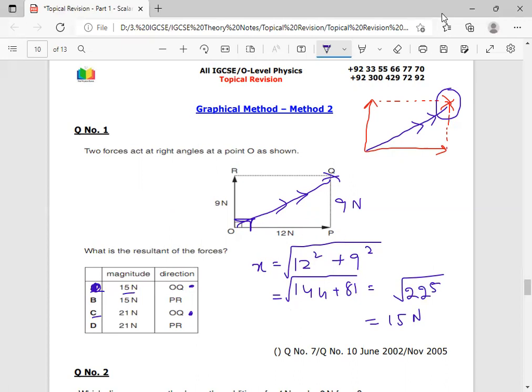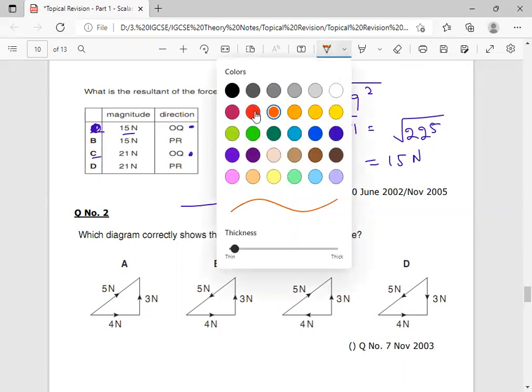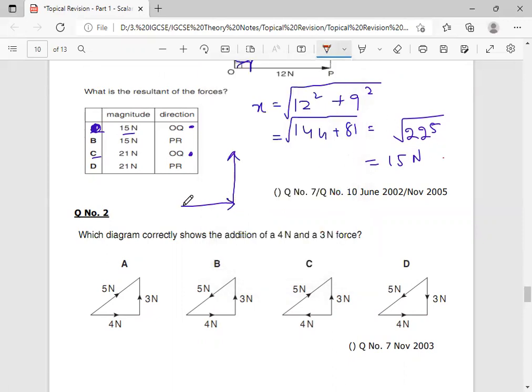So now everyone knows how we can solve this MCQ by using graphical method. Okay, in this method, we are supposed to use the head to tail rule. According to that, head of the first vector should join with the tail of the second vector, and resultant vector will always be from the start of the first vector towards the head of the last vector, meaning tail to head. This will be its resultant vector.